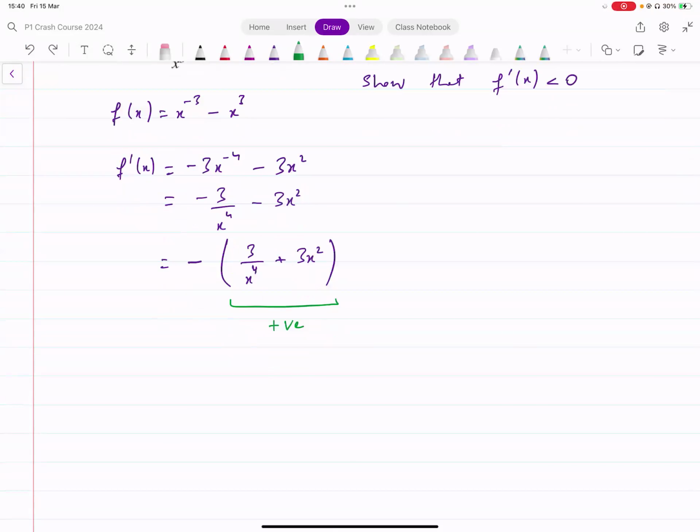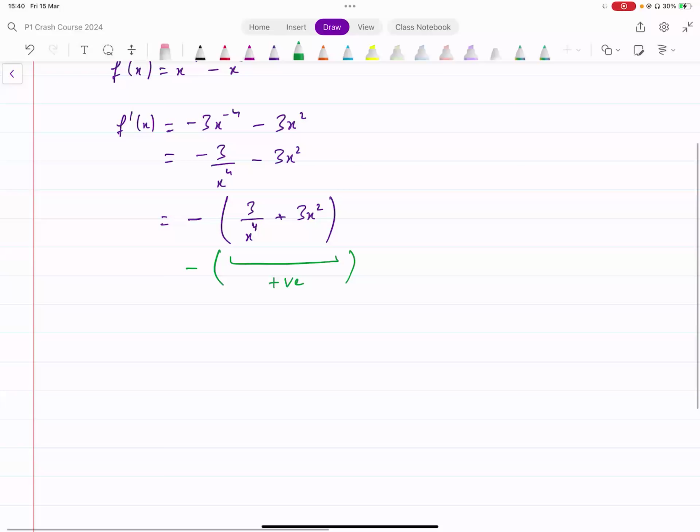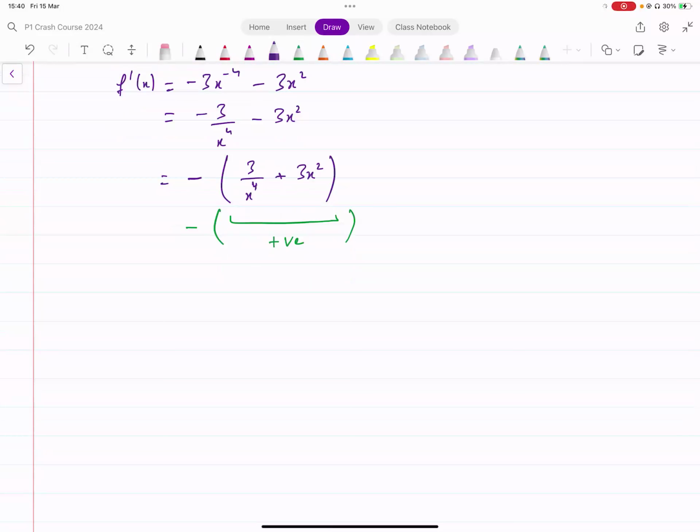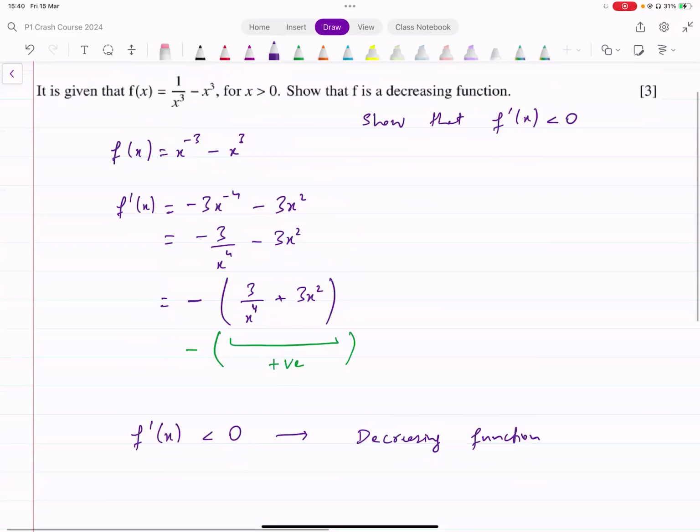And you have a negative sign outside. So the part inside the bracket is always positive, and you have a negative sign outside. What does that mean? The whole thing is always going to be negative. Okay. So what do you write then? After converting to this form, you just write f prime of x is less than 0. That is why it's a decreasing function. Make sense? Any problem with this? Any questions? Is this clear to everyone?